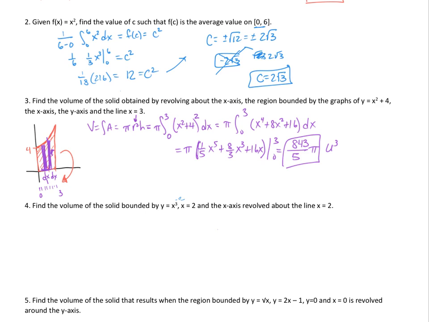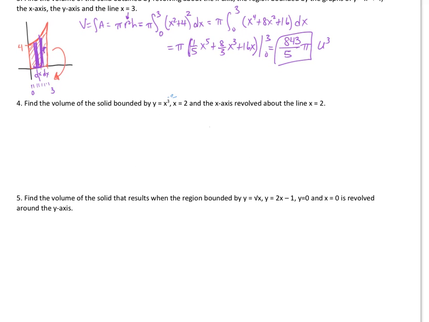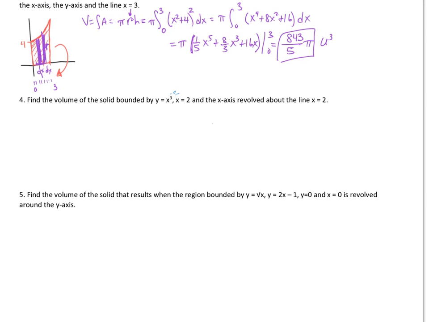Okay, moving on to number 4. Number 4 says, find the volume of the solid bounded by y equals x to the 3rd, x equals 2, and the x-axis, revolved about the line x equals 2. So this one is going to end up being a little bit more difficult here. Let's see if we can graph what we've got going on.